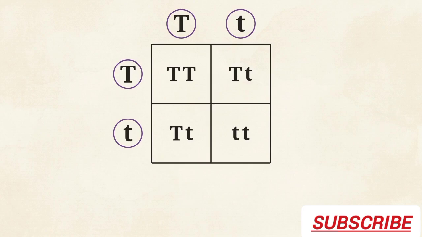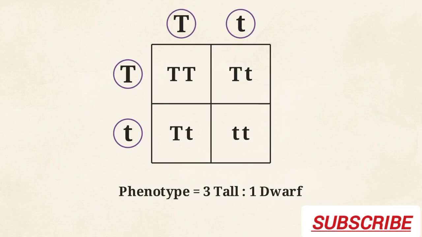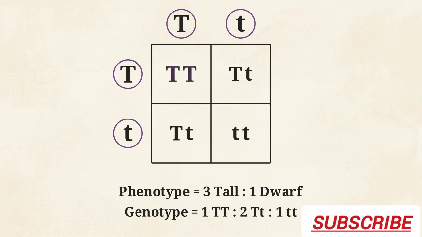The separate gametes recombine, giving us three combinations that include a dominant T and exactly one combination of two recessive ts. This mathematically resolves the appearance of dwarf offspring in the F2 generation. 3 out of 4 offspring will look tall, giving us a 3-to-1 phenotypic ratio. Underneath, the genetic code breaks down into a 1-to-2-to-1 genotypic ratio, 1 TT, 2 Tts, and 1 tt.